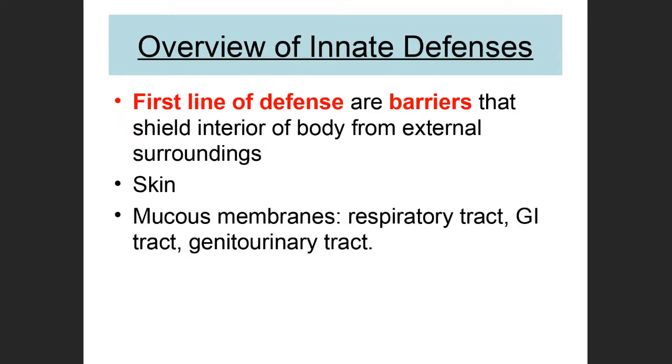So the first line of defense are what we call the barriers, and those are the membranes that shield the interior of the body from the external environment. And the two most important barriers will be the skin and mucous membranes, with the skin being the outermost and probably sometimes it's called the first line of defense. Mucous membranes are the membranes that line entrances into the body, like the respiratory tract, GI tract, genitourinary tract, etc.